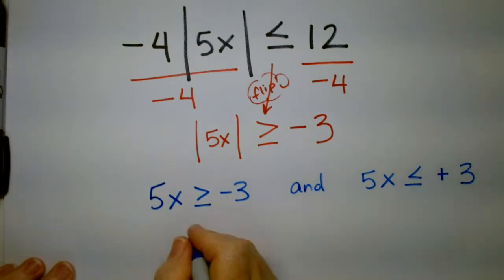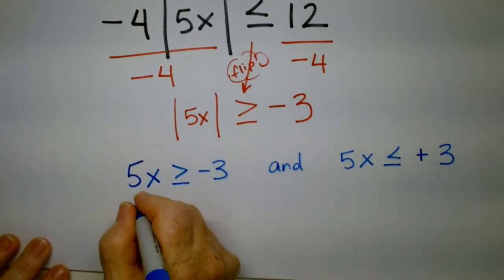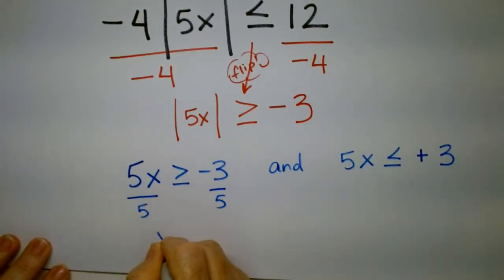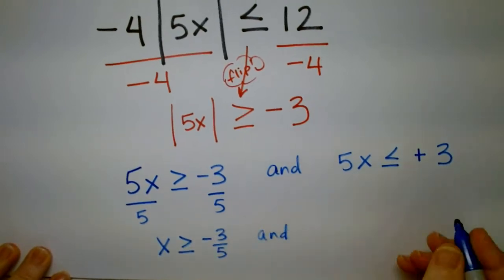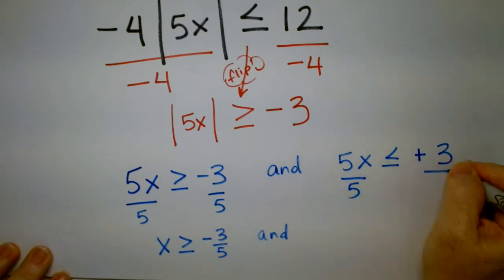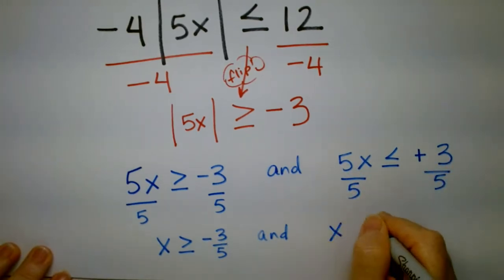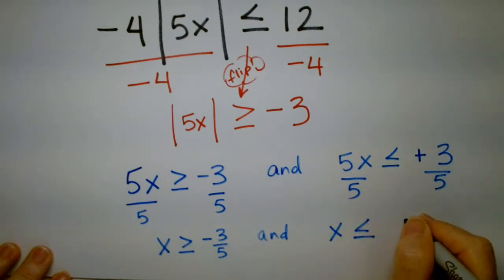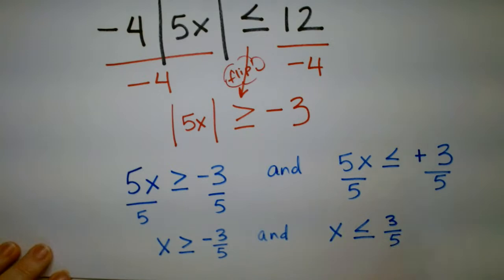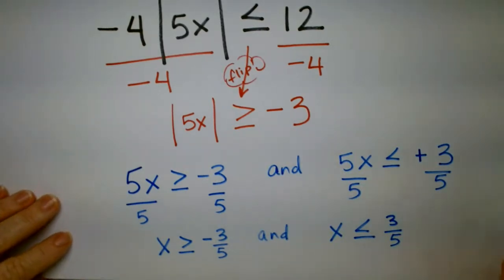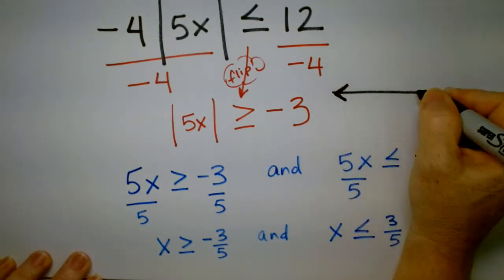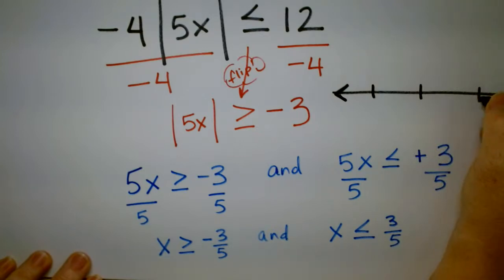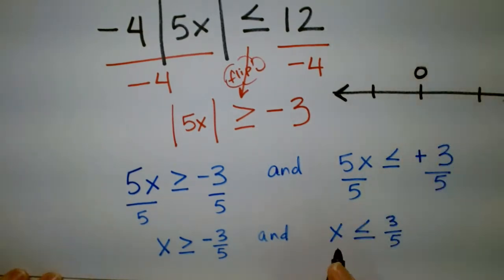Okay, and so I'm going to have a solution here. Divide by 5. I have x is greater than or equal to minus 3/5. And divide by 5, divide by 5. X is less than or equal to 3/5. Okay, and we'll do a number line so you can see. All right, so for this one, okay, so here's 0, minus 1, and 1.